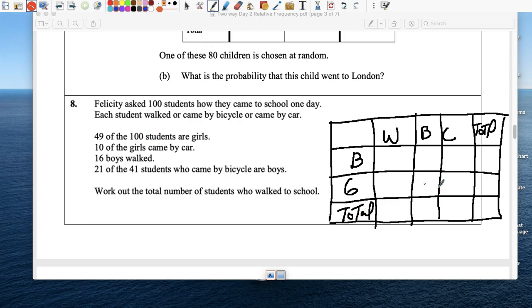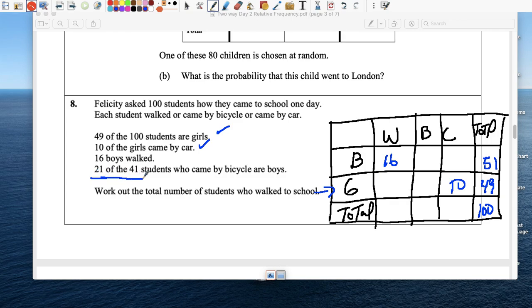49 of the 100 students are girls. So first of all, there's 100 kids. The girls, this is their row, so we put 49 over here, which automatically gives me 51 for the boys. 10 of the girls came by car. Girl and car is right here. 16 of the boys walked, so boy and walk is right here.